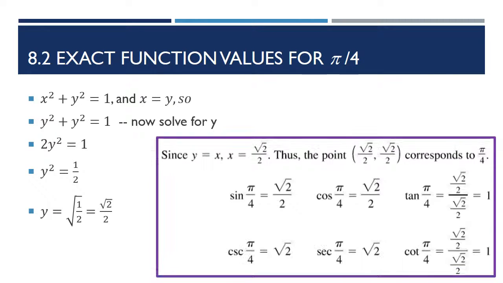So since y equals x, x must also be the square root of 2 over 2. So the point square root of 2 over 2, square root of 2 over 2, corresponds to pi over 4. And knowing that lets us find the 6 trig functions.